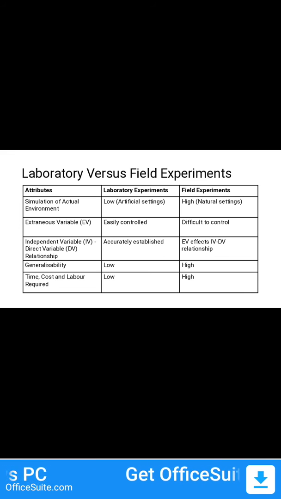So you would know that in laboratory experiments, because you are controlling for the extraneous variables, you would be able to derive a relationship between IV and DV relatively more quickly, and that is why much less time, cost and labor would be consumed in laboratory experiments. While in field there are extraneous variables to take care of, there are so many things to take care of, and that is why it is going to be more difficult for you to conduct the field experiments.